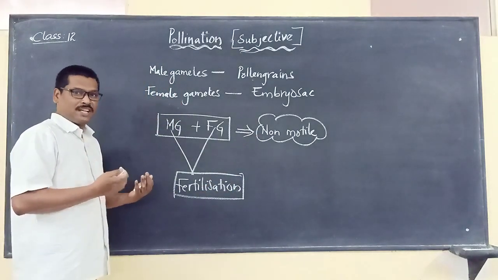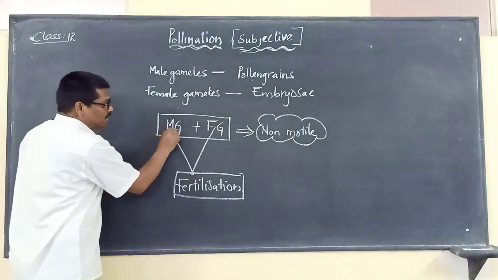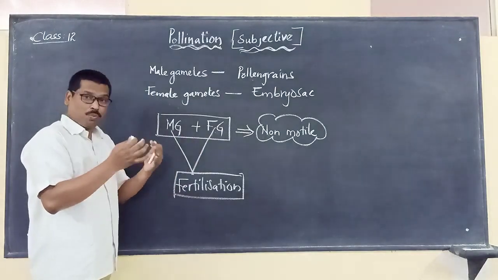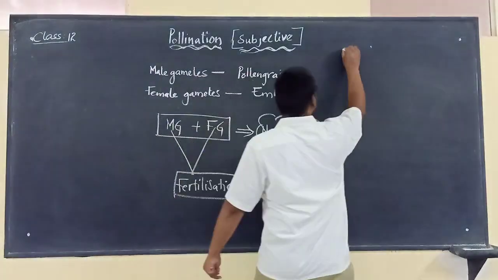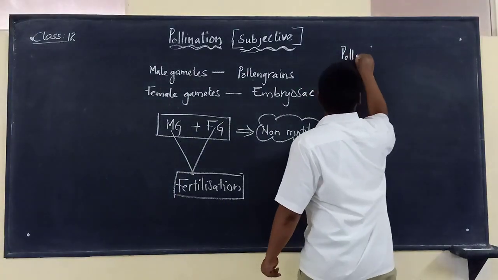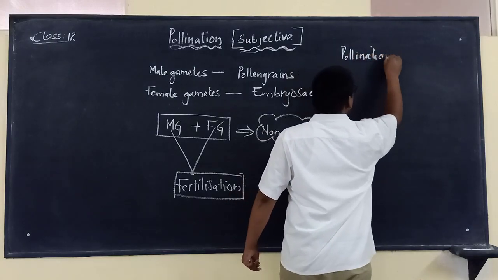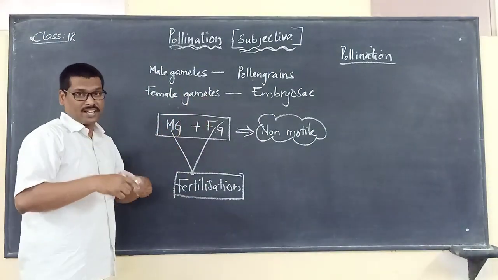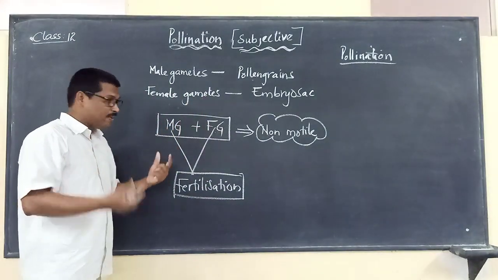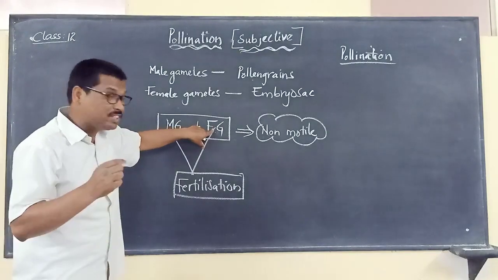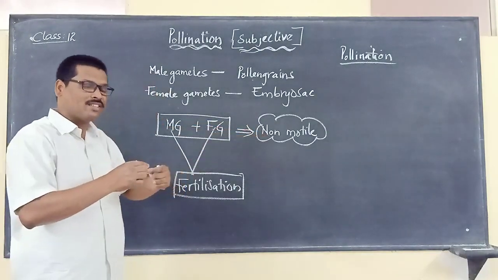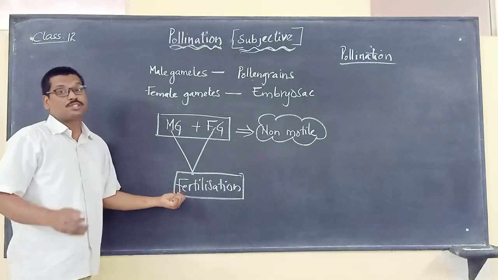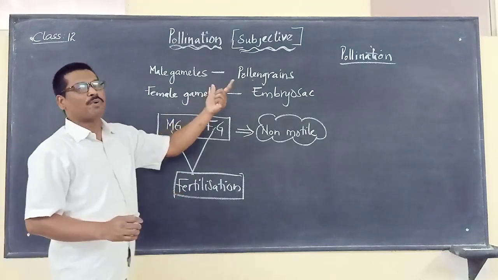There is a mechanism that takes place in plants to bring the non-motile male gametes and female gametes together. What is that process? That is nothing but pollination, the heading we kept. Pollination is a mechanism in which male gamete and female gamete, which are non-motile, are brought together for fertilization to take place.